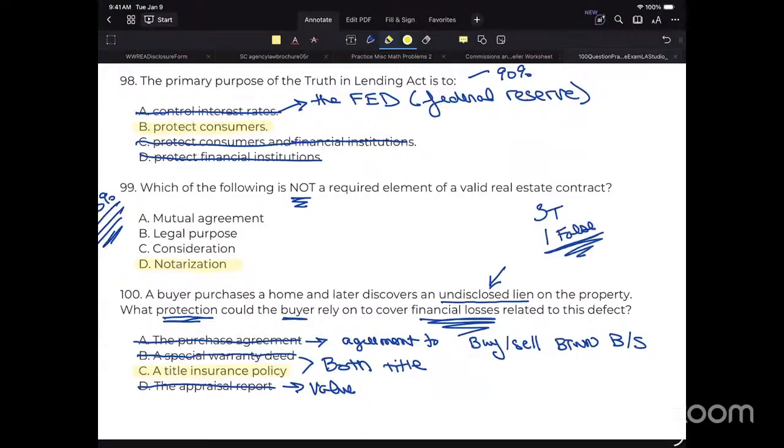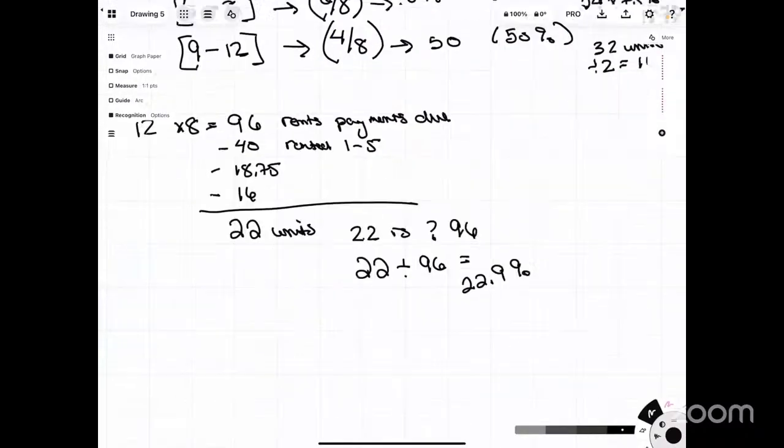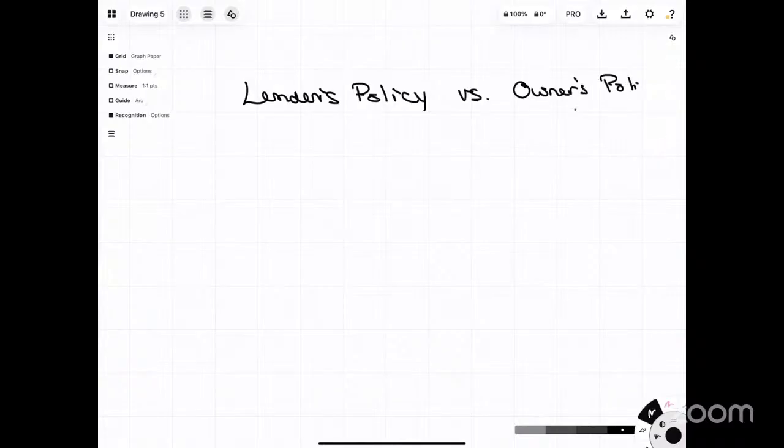We could have a lender's policy of title insurance that only protects the lender, and the owner's policy of title insurance would protect the owner. So they're two different policies. The lender may force the buyer to get a lender's policy of title insurance in order to make the loan, but they would also need to get that owner's policy of title insurance to protect the owner, the buyer. That's a great point.